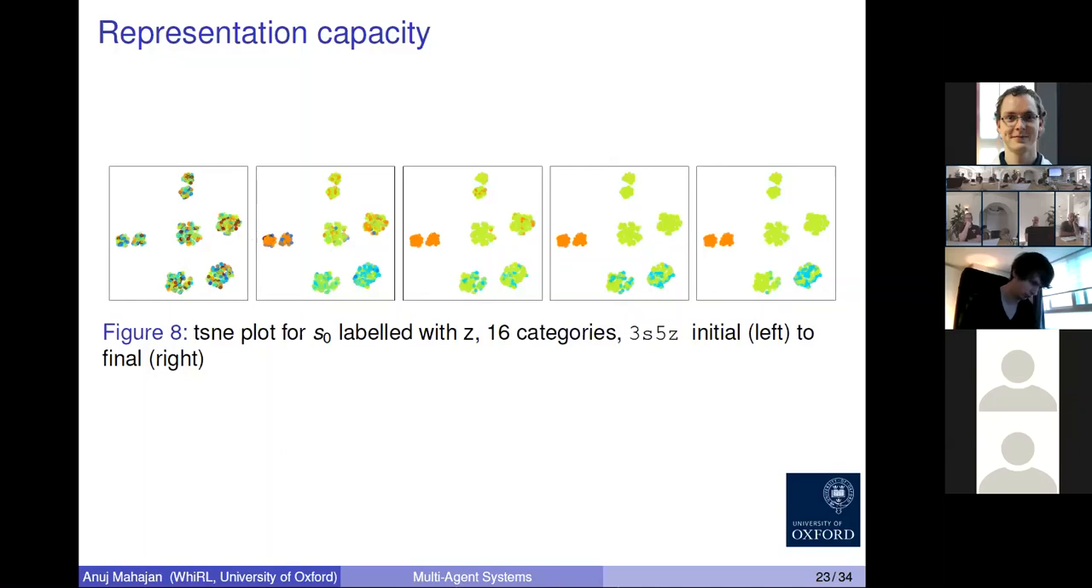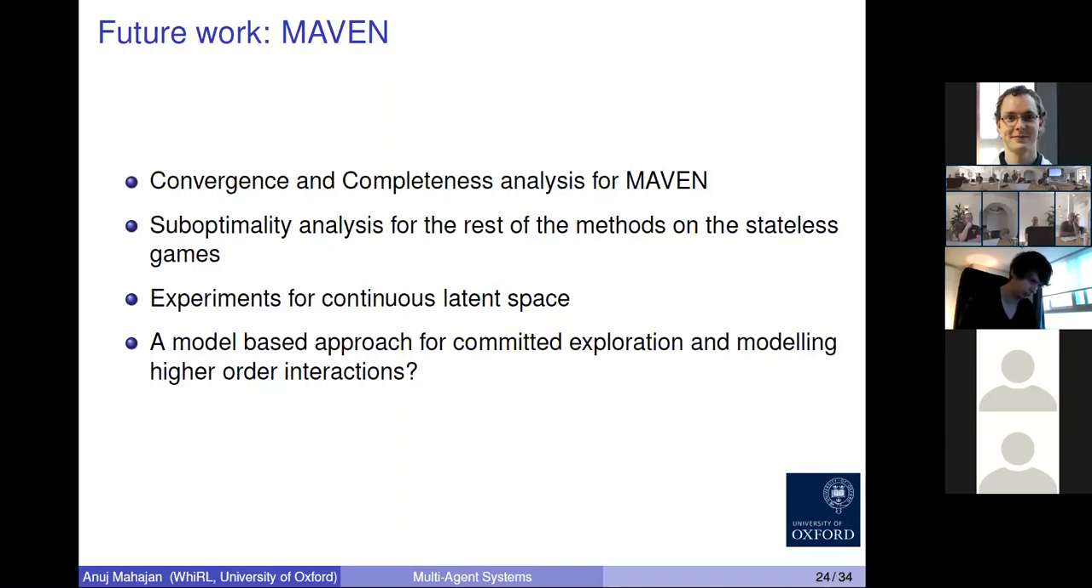Given the work, I definitely have some more interesting future work to follow up. That is centered on finding out convergence properties and completeness properties for Maven, doing some suboptimality analysis for games other than the stateless ones, and carrying out experiments for continuous latent space. So that was just a gist of one of the difficulties that comes with training multi-agent systems and how we can cleverly overcome it.